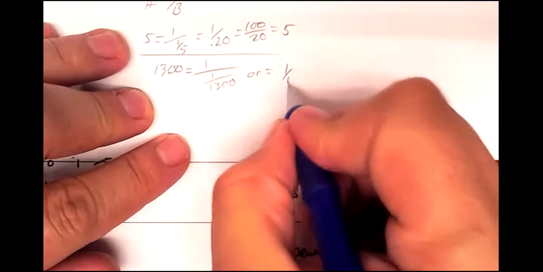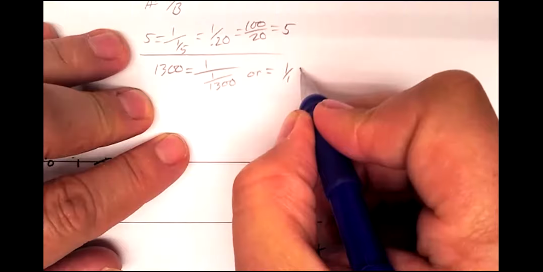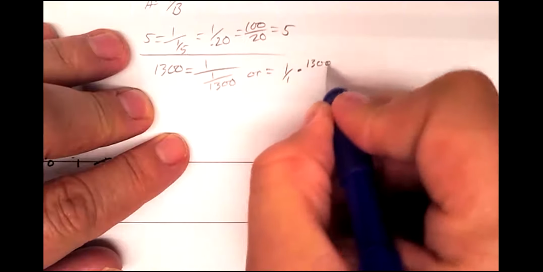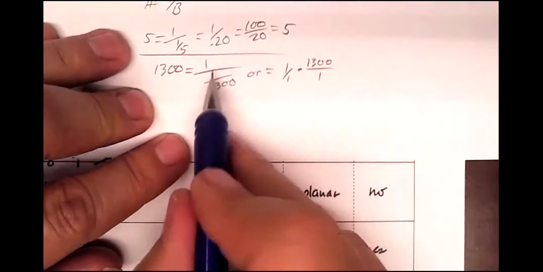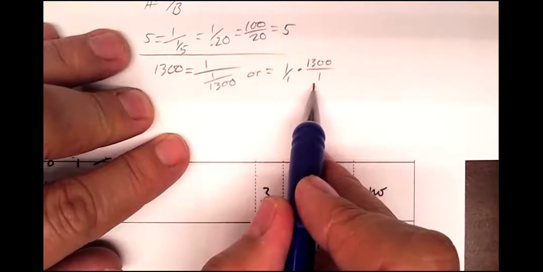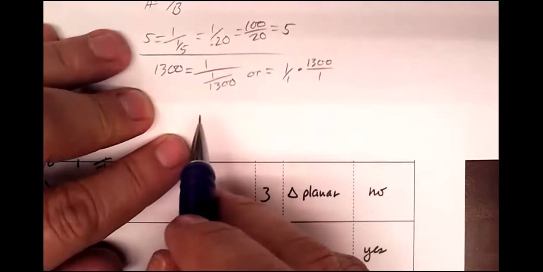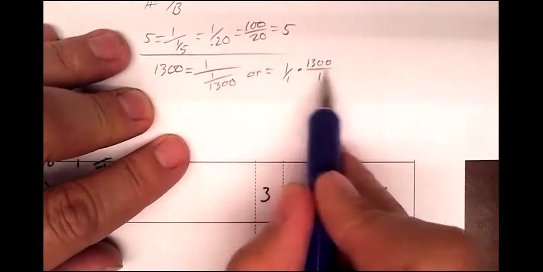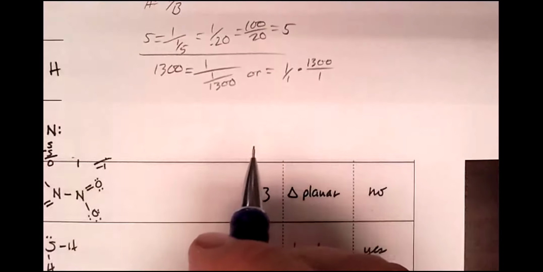1 over 1 over 1,300 equals 1 over 1, isn't that 1? How do you divide by a fraction? You multiply by the reciprocal. So this really is that. For all my math people out there, that's the 6th grade version of doing that, isn't it? And so what do you get? 1,300. That's what I said. The inverse of the inverse gets you back to the number. Ta-da!